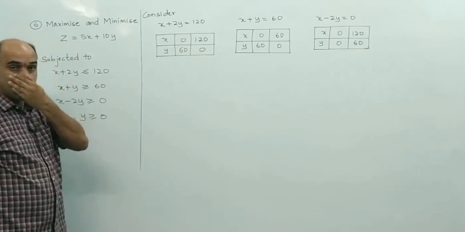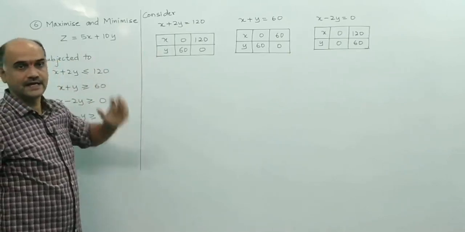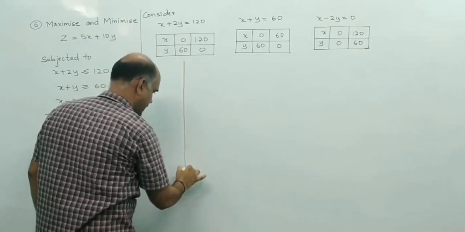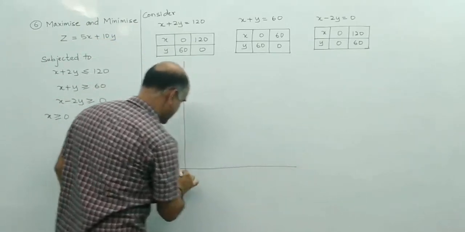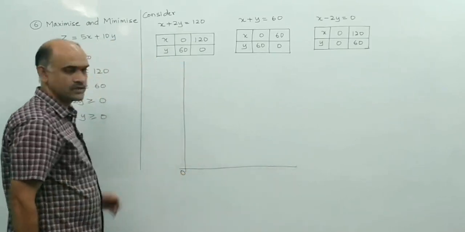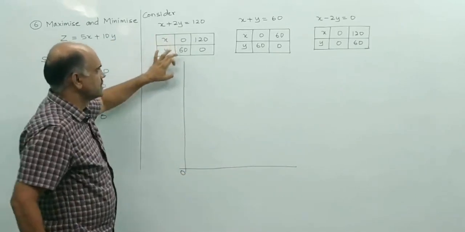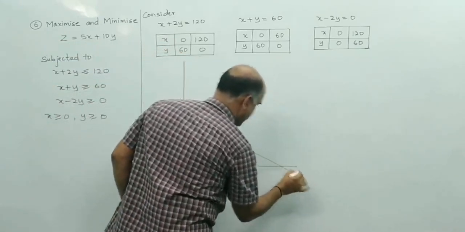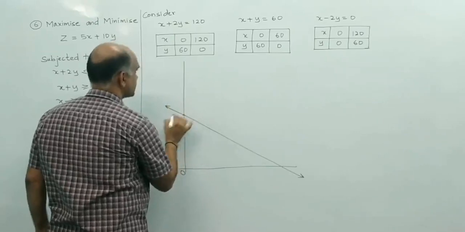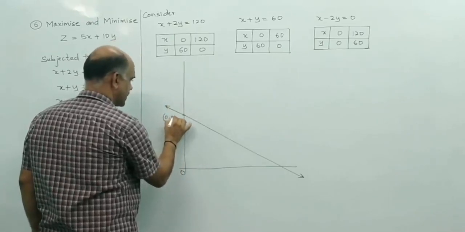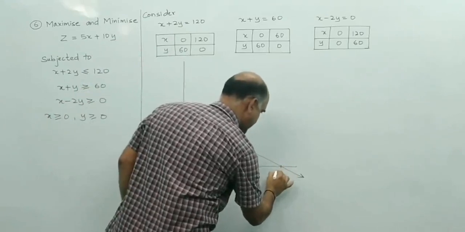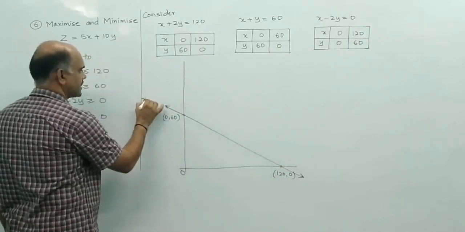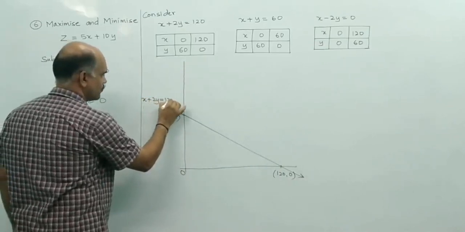Now again draw the graph. Take scale and draw the graph. Again I will be drawing a rough graph over here. Axis, origin. First line, if I take 0, 60 and 120, 0, I will get it in this form. This is the first line, 0, 60 and 120, 0. I will mark over here x plus 2y is equal to 120.